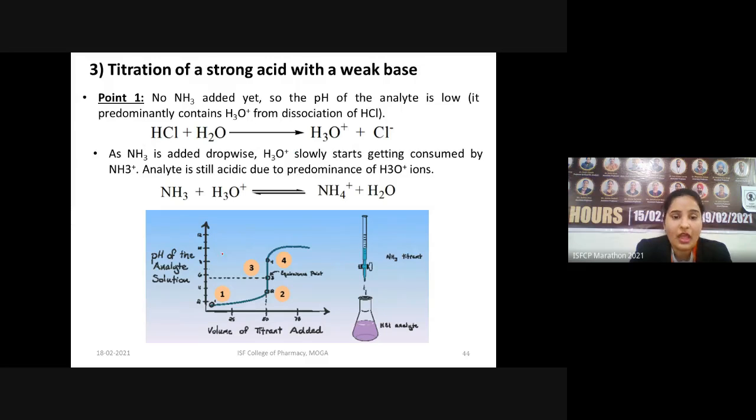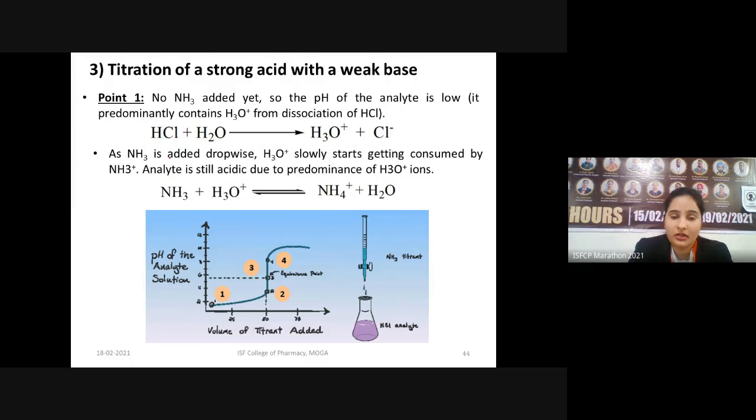After point 1, we will be adding drops of ammonia. As ammonia is added dropwise, the hydronium ions which have been produced by the dissociation of HCl will be neutralized, consumed by the ammonia which we are adding from the burette.